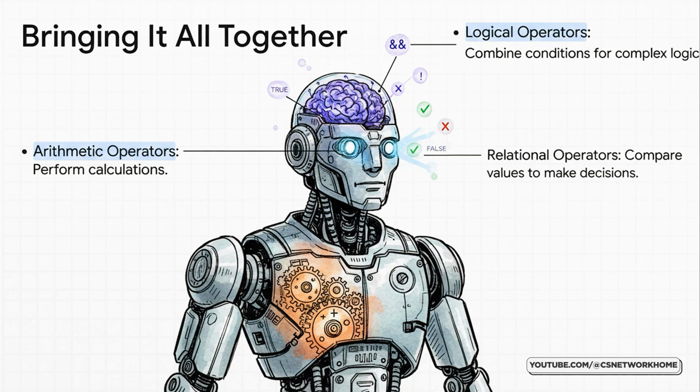You've got your arithmetic operators doing all the number crunching, right? They're the engine. Then you have the relational operators, acting like the computer's senses, constantly comparing things and spitting out true or false answers. And finally, the logical operators are the brain, taking all those little true-false facts and weaving them together to create intelligent decisions. From your phone's lock screen to the most advanced AI, everything is built on this exact same three-level foundation.